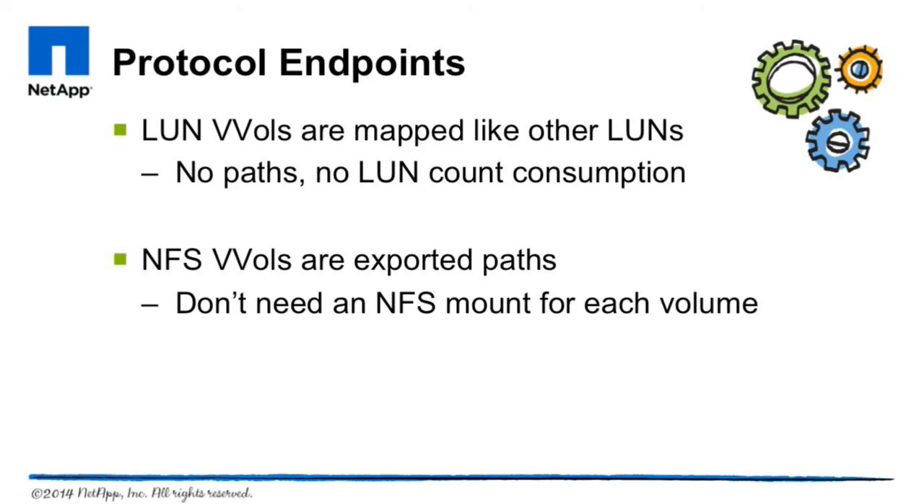LUN vVols are mapped like other LUNs. So you're going to have a small, what we call a proxy LUN, that's going to live inside the same master LUN. It's about 4 megs in size, it's not very big, but again, it's just to house a little bit of that configuration. There's no path and no LUN count consumption to deal with here, as far as those are concerned. For NFS, vVols are just export paths, same way they always have been for datastores, and same way they've always been for any kind of exports out of NetApp storage. And you don't need an NFS mount for each individual volume.